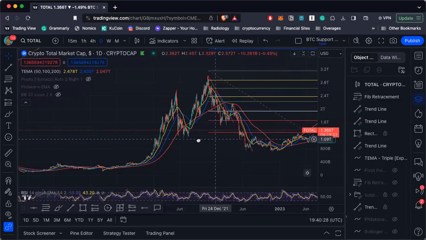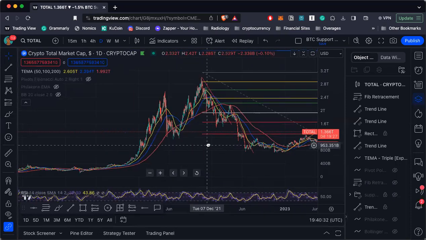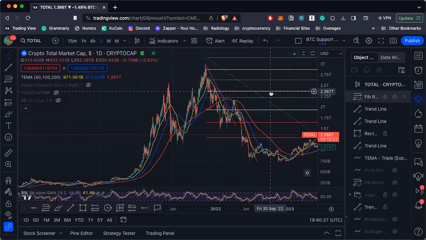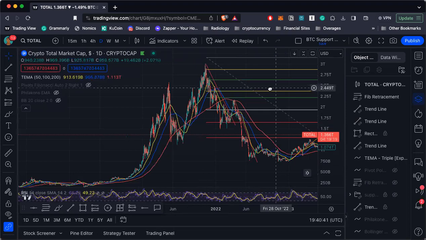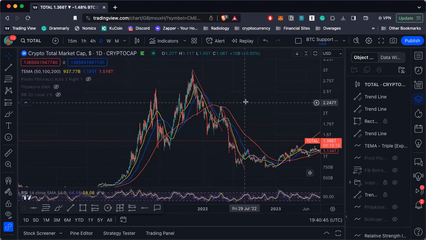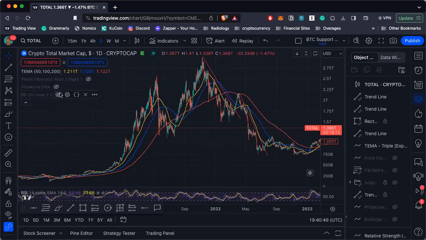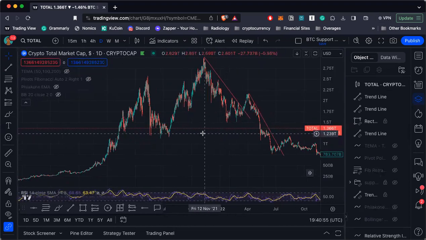Right now, we are looking at the chart for the total crypto market cap on TradingView. And as you can see, I already have some Fibonacci retracement lines drawn out from the last bull run. We're going to look at that in a second. I'll take that off, matter of fact. Now we're just looking at pretty much a bear chart. Let's take off these moving averages. We don't need those. I'll just leave those trend lines for now.